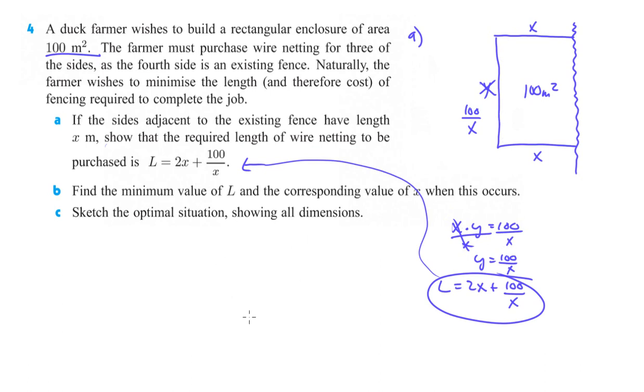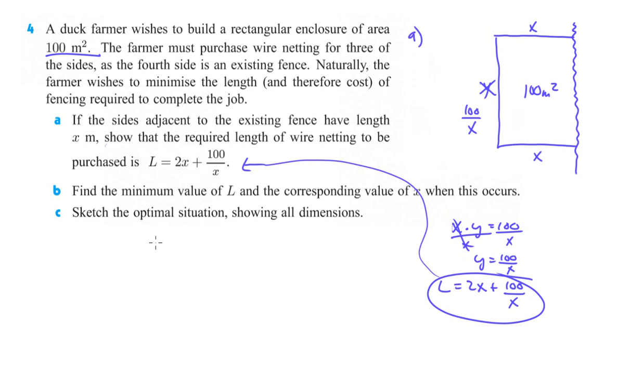B, find the minimum value of L and the corresponding value of X when this occurs. So we want to get the lowest fence amount. What does X have to be in order for this fence amount to be the lowest? So we're going to want to take the derivative of this and find out when our slope equals 0, right? That's going to help us find, in this case, our minimum amount.